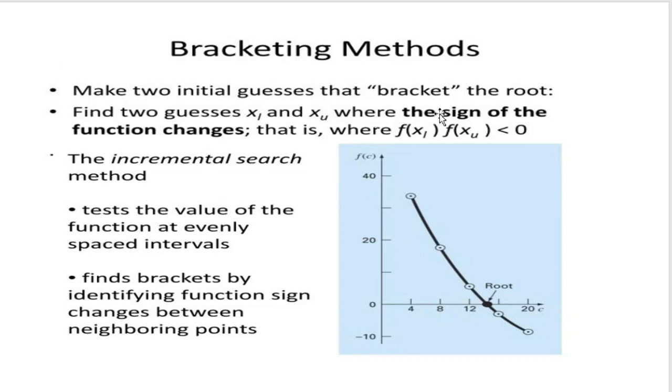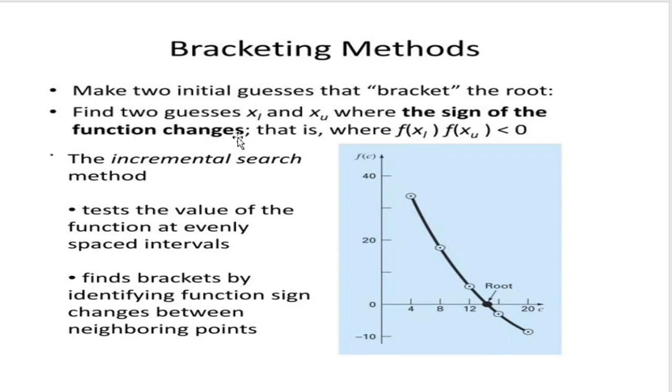So how do we decide that? We have to first make two initial guesses that will bracket the root. That means we have to be sure that for the two initial guesses we make, there has to be at least one root lying in that range. So how can we ensure that? We calculate the function value at the lower limit xl. Also we calculate the function value at the upper limit xu. And if the two function values have opposite signs, then we conclude that there will certainly be at least one root lying in the range xl to xu.